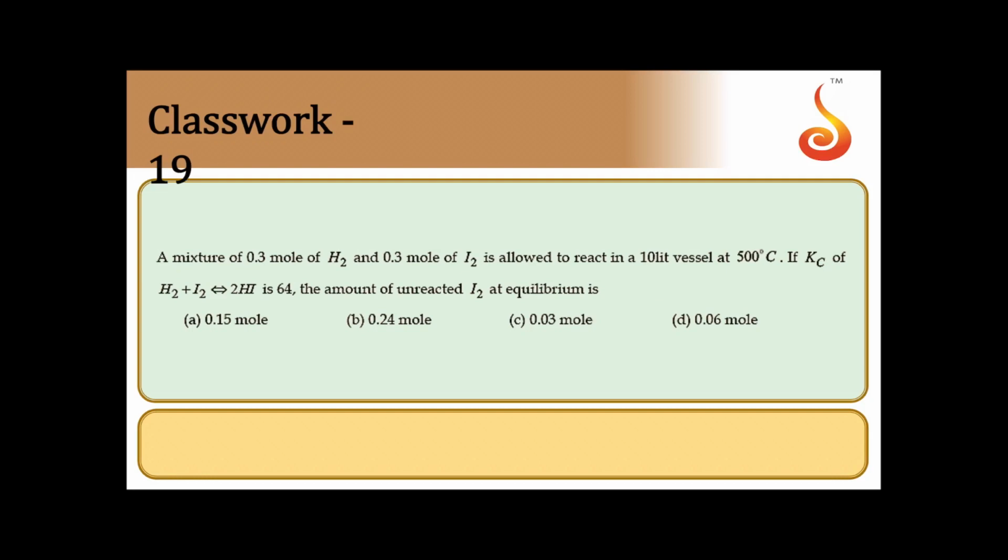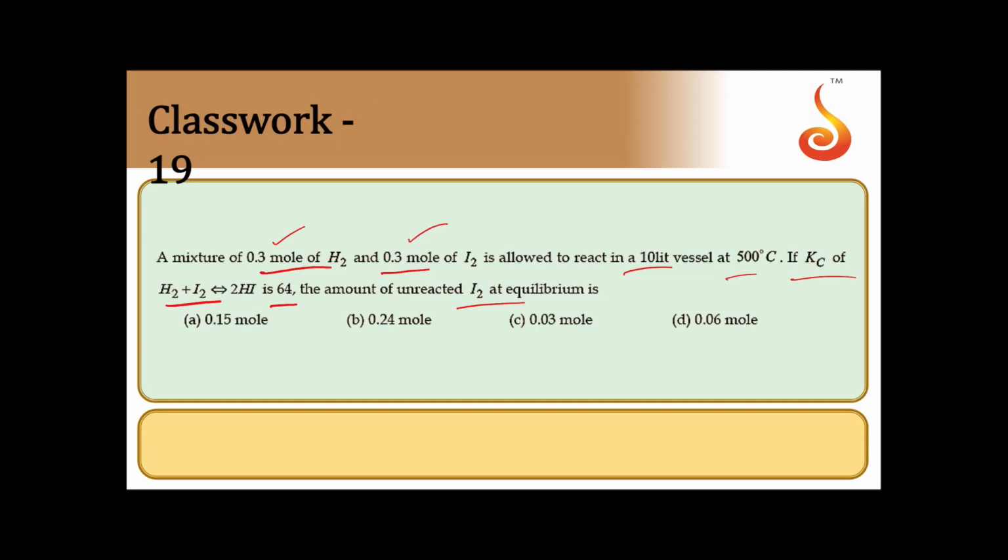The next: 0.3 moles of H2, 0.3 moles of I2 are allowed to react in a 10 liters vessel at 500 Celsius. If Kc of H2 plus I2 giving rise to HI is 64, the amount of unreacted I2 at equilibrium is. So 0.3 moles of H2, 0.3 moles of I2 allowed to react in 10 liters vessel. Kc of the equation is given as 64. The amount of unreacted iodine is.